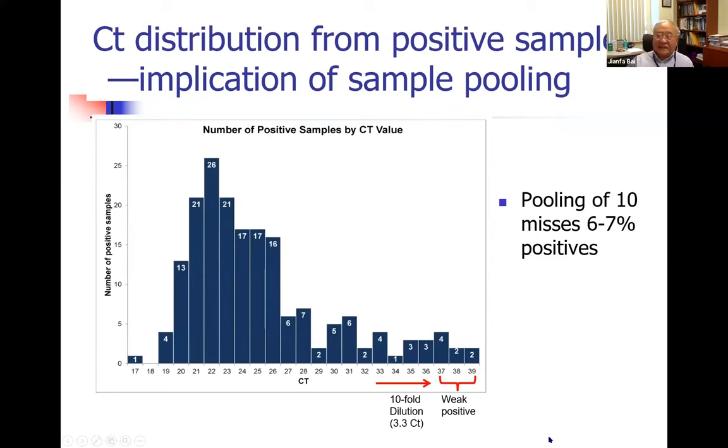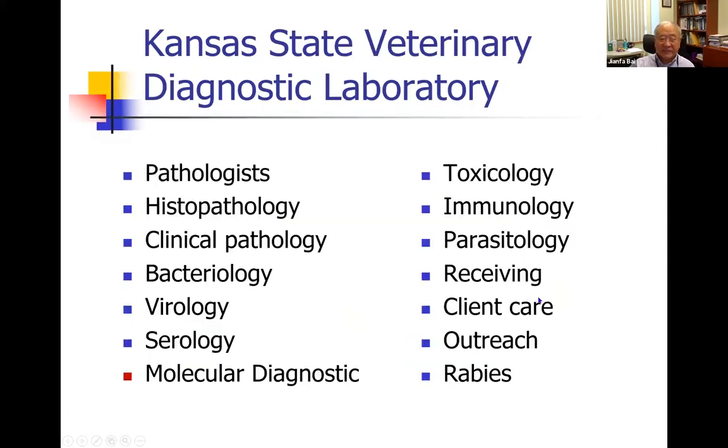Another question we are asked routinely is about pooling. Can we pool or not? The answer is you can, but in this particular case, you are going to miss 6 to 7% of positives. So it really depends on what you want to do, save some money or be more accurate. Sometimes for just screening, pooling is fine, but sometimes you want to find out exactly which animal is infected with which pathogen, and you don't want to pool.